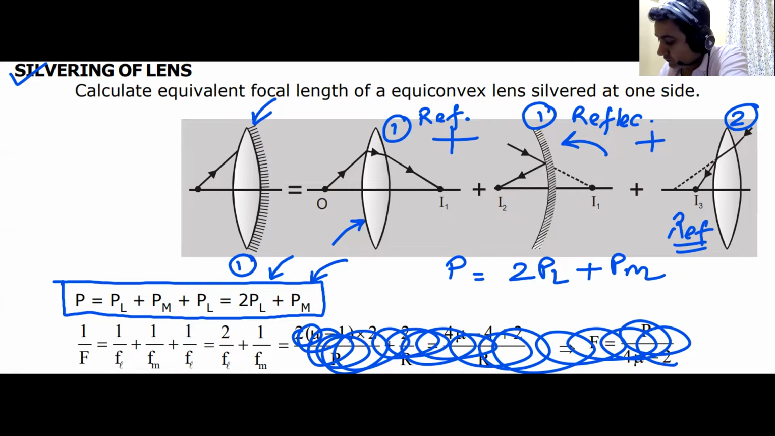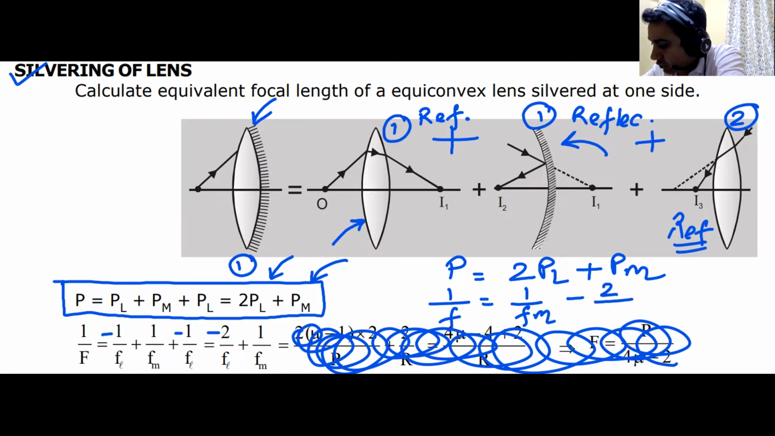Minus 1 by FM. No, that is not correct. It is minus 2 by FL. The formula of focal length, I have just told you: 1 by FM minus 2 by FL. Do you remember this?